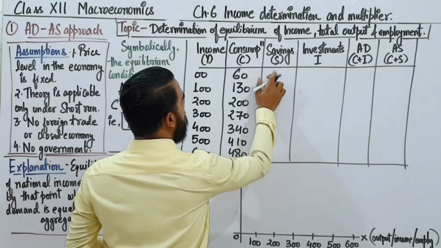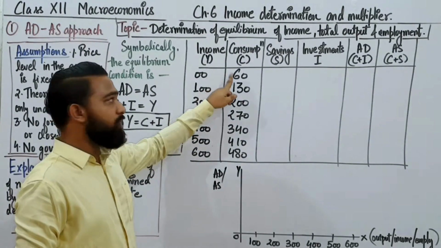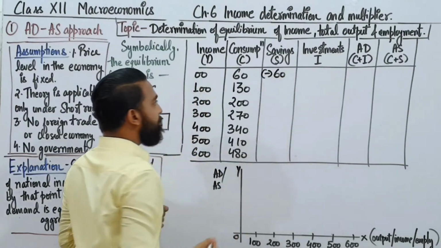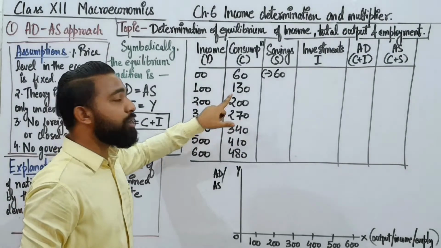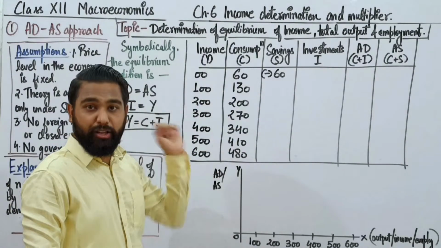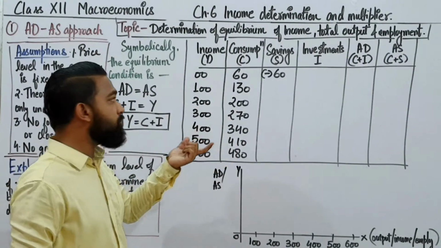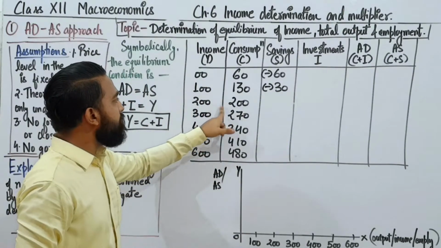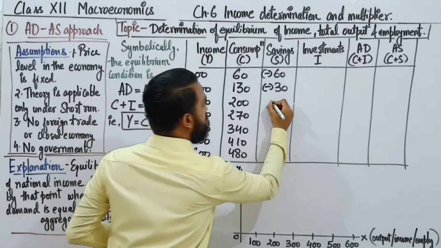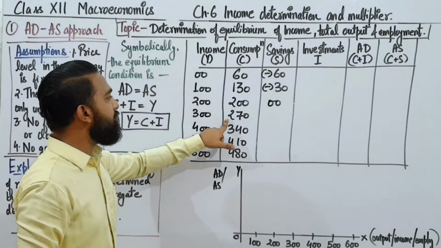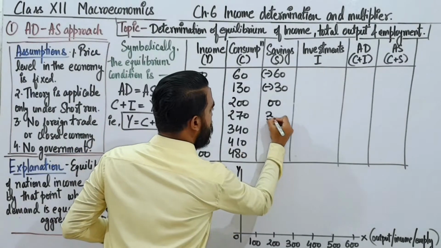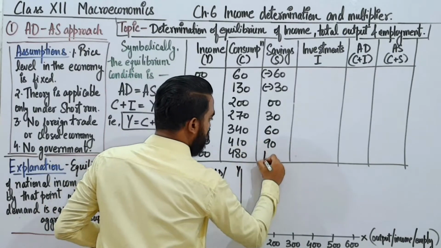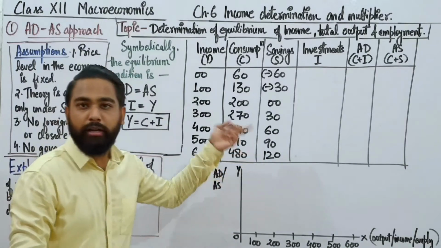Now, savings. At 0 level of income, your consumption is 60, which means your savings is minus 60. At 100 level of income, your consumption is 130, which means 30 rupees are extra which you took from your previous savings, that is minus 30. That's why your saving is in minus. Then your income and consumption are equal, which means there is 0 saving. Your income is 300, consumption is 270, so you have saved 30. Again, you have saved 60, again 90, and again 120. So these are your savings.